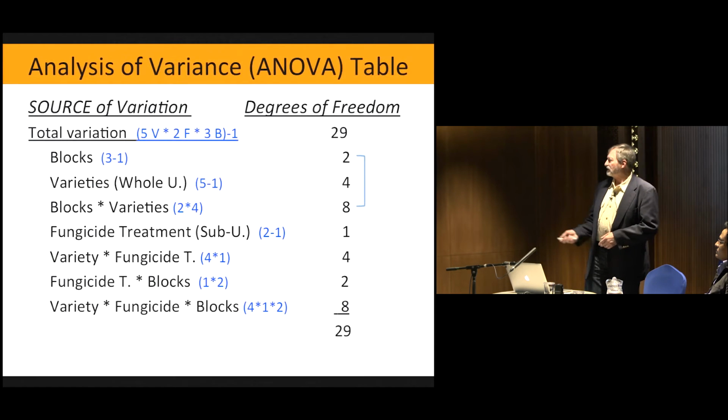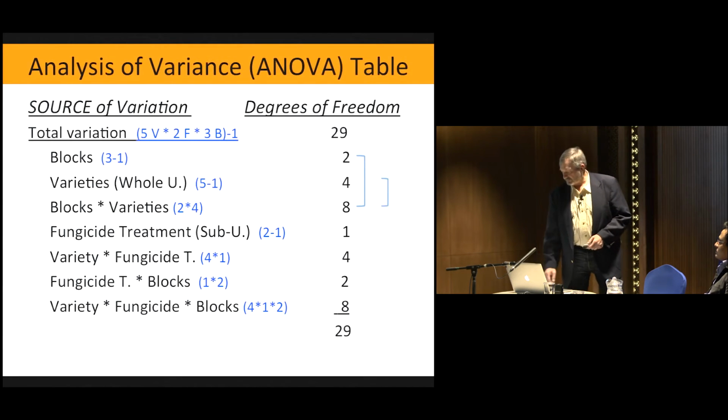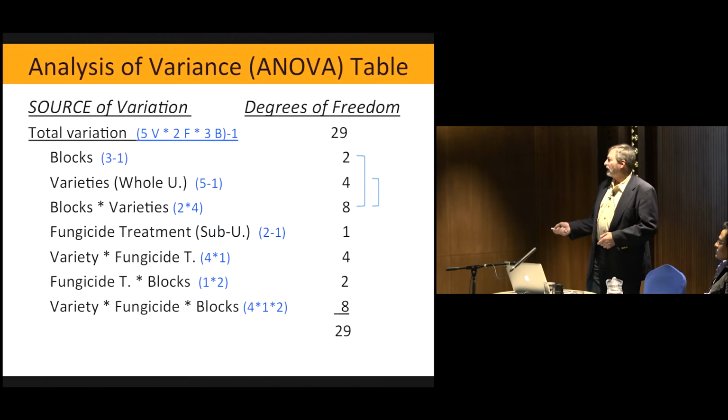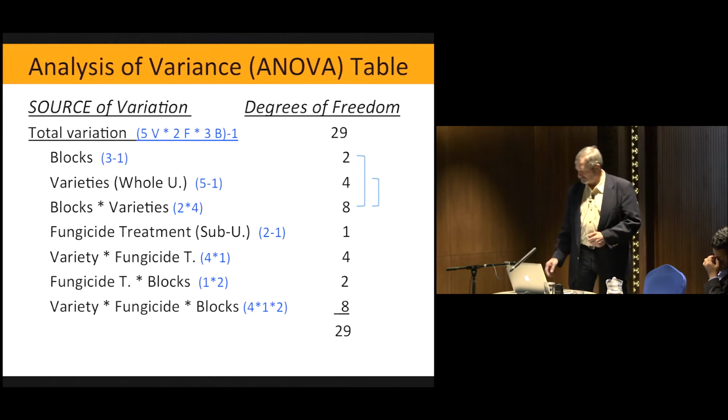This F-test of those 2 degrees of freedom versus those 8 degrees of freedom will tell us whether there is a significant block effect or not. That F-test, those 4 degrees of freedom versus those 8 degrees of freedom, will tell us whether there is a statistically significant difference among the varieties under test over all levels of the fungicide.